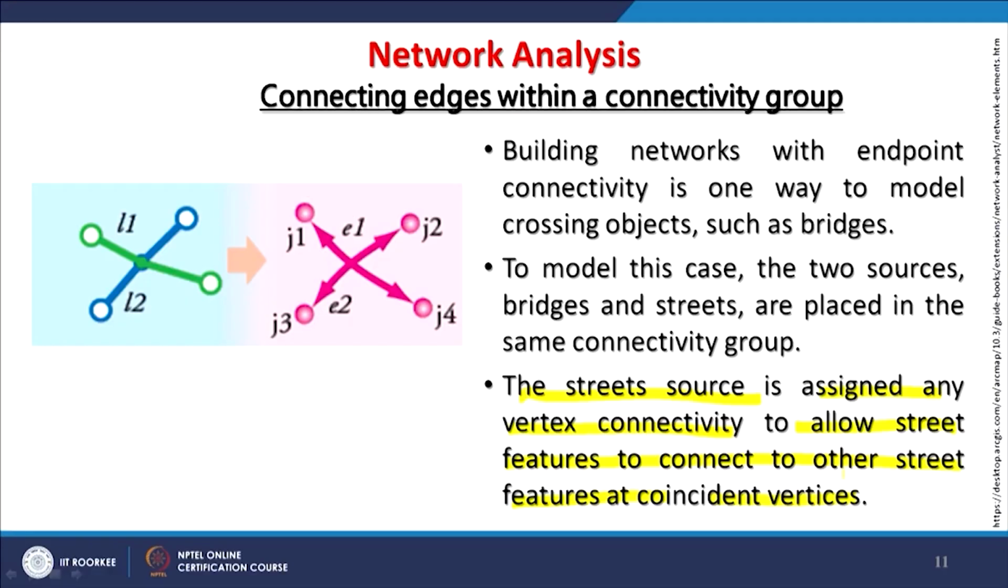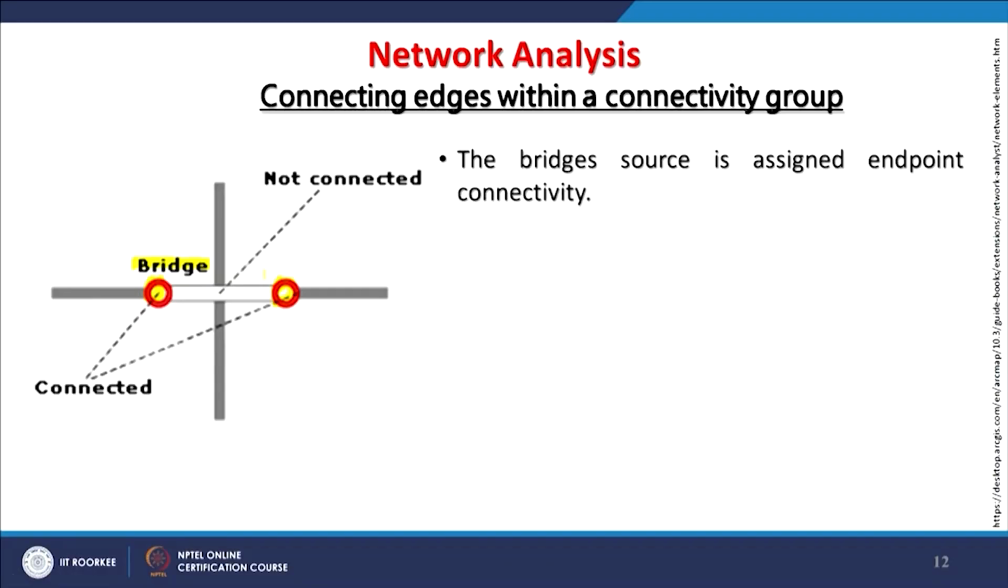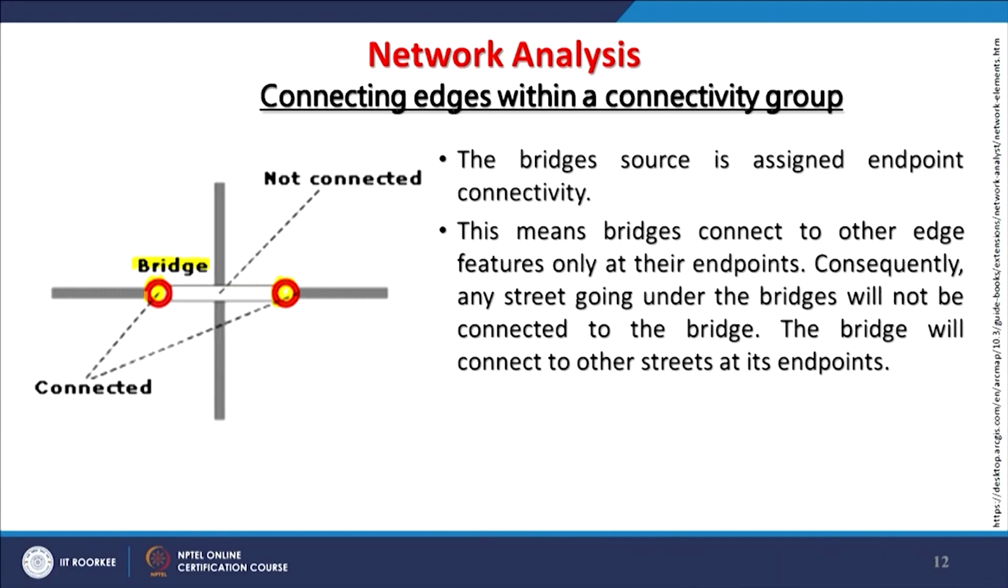In case of roads, it is a little simpler, because in case of metros, sometimes metros are running at different depths in underground conditions. Now, for example, here is a bridge, and there is another bridge here, but between these two bridges there is no connection. So then there will be a problem. The bridges source is assigned endpoint connectivity, and these are creating an endpoint here, and this means that bridges connect to other edge features.